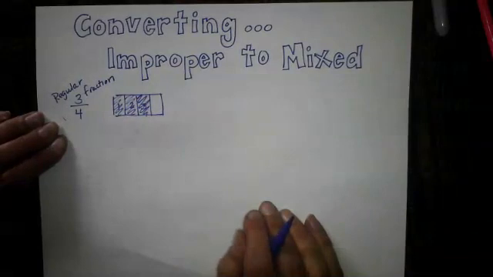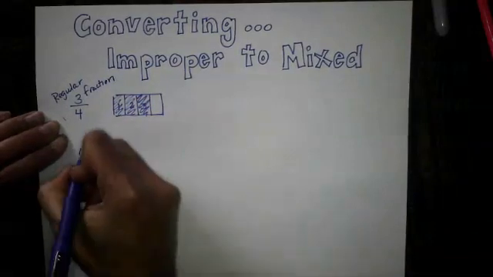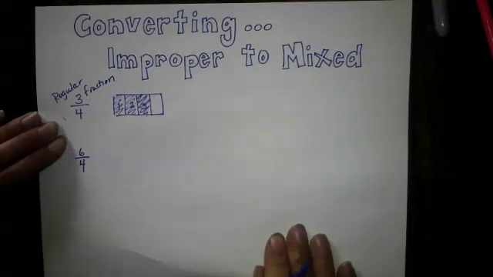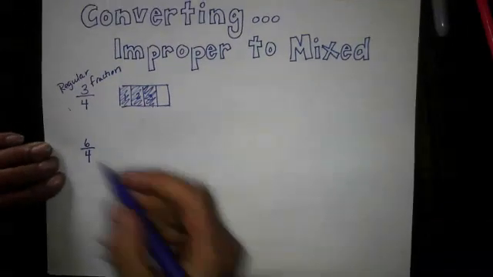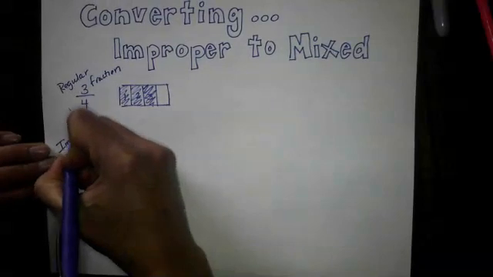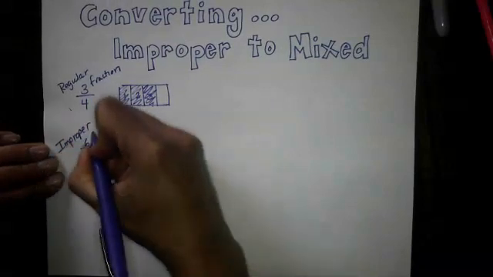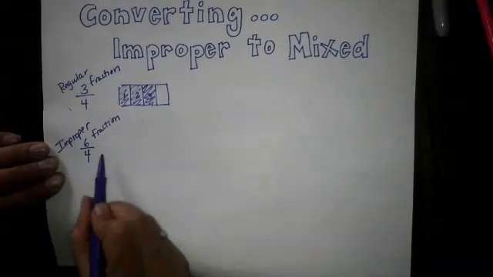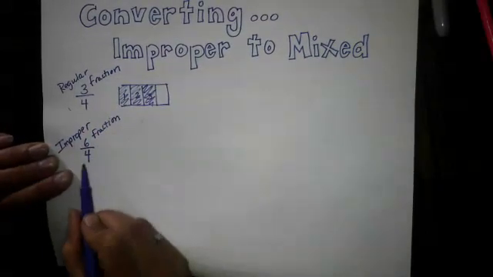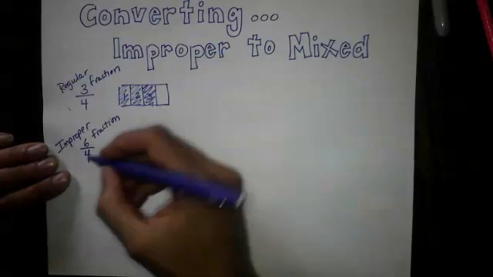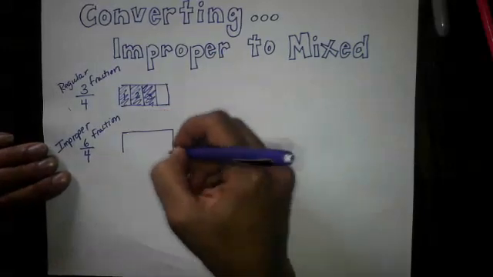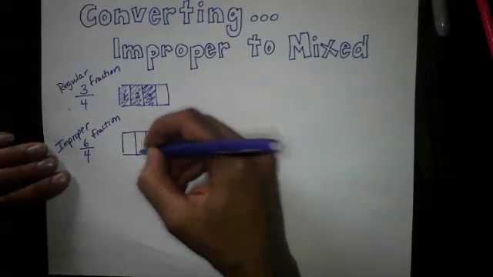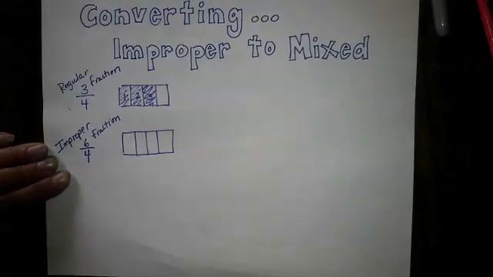But the difference with improper fractions is that our numerator is bigger than the denominator. So this is called an improper fraction. How improper of it to have a larger numerator than the denominator. Now, we start out the same when we draw the picture. 4 tells us how many parts are in the whole. Okay, there's 4 parts in the whole, but we have 6 parts.